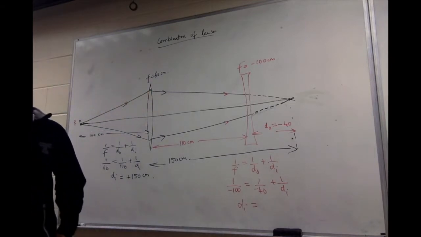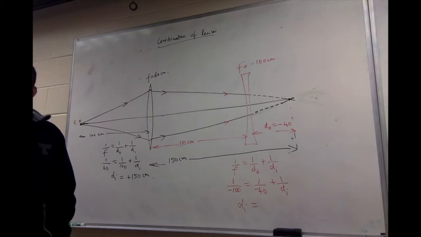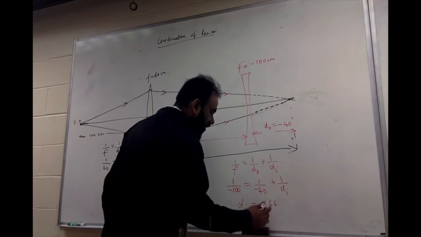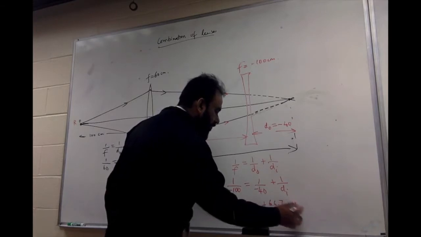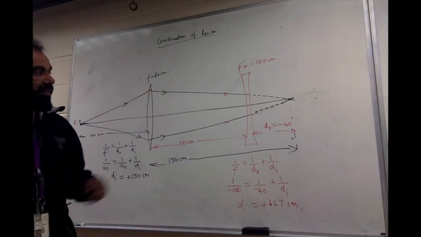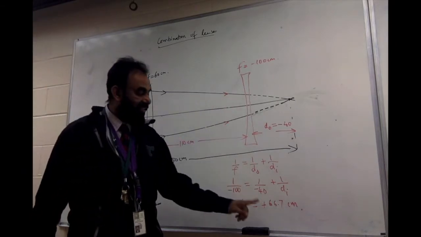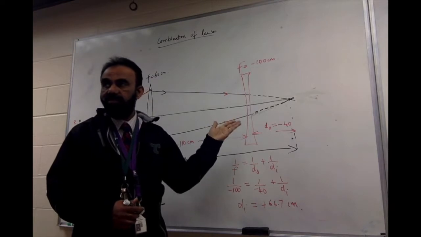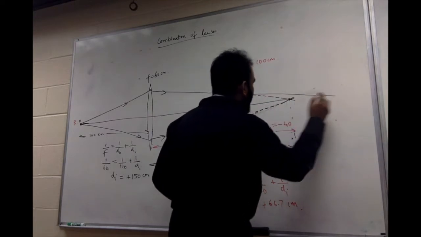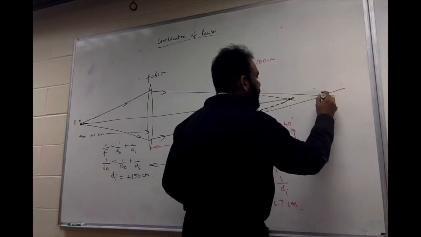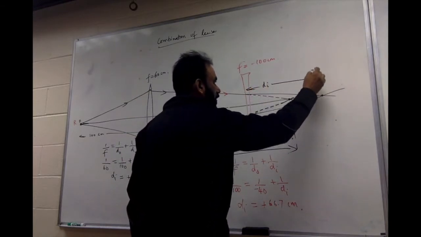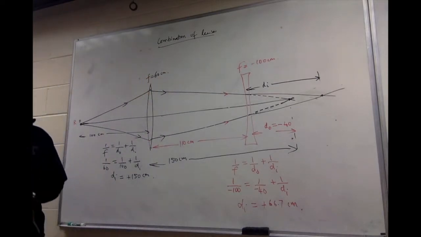Tell me if it's positive and how much. Positive 66.7. That's right. So positive 66.7 centimeters implies that this is going to hit 66.7 centimeters from the lens. That is a real meeting point. So these are actually going to meet there. This is your image distance. It's really going to meet there.